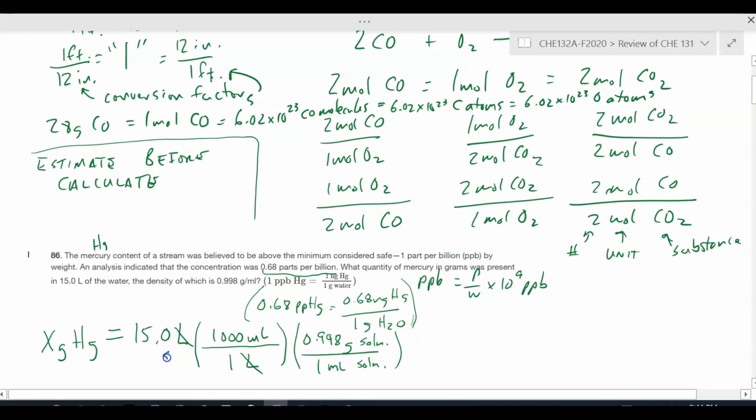And again, this 15 liters was of the solution. So milliliters is canceling out, and at that point we'd have grams of solution. Now, I haven't done any of the math yet, but all the divisions are 1, so I have 15 times 1,000, that's 15,000, times 0.998, that's just about 15,000, a little less. Now, we are told that if we have 1 gram of the water, I'm going to call that the solution actually, 1 gram of solution, it's got 0.68 nanograms of mercury.